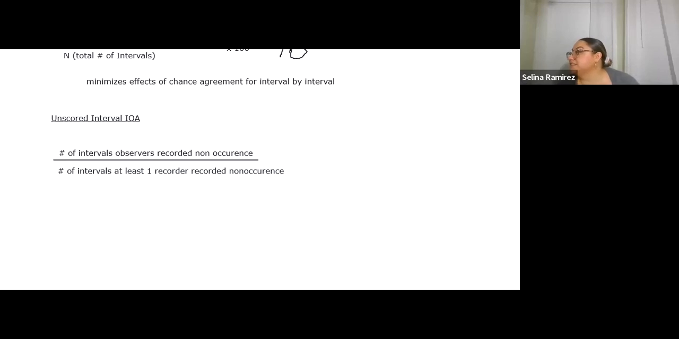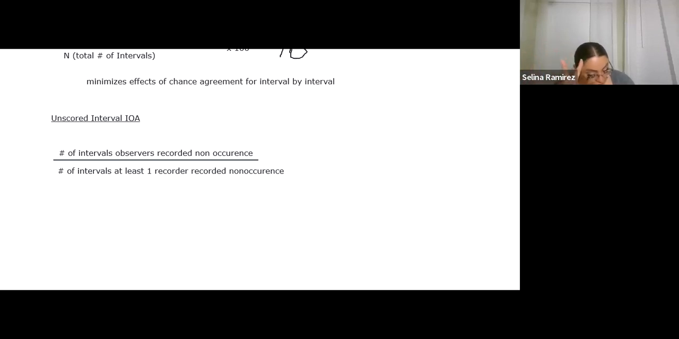Okay, and then what does it say to do? Number of intervals that at least one recorder recorded non-occurrence. Oh, so you're doing both over at least one? Okay, so what is our number? We have 4 for the unscored, and then the number of intervals that at least one recorder recorded a non-occurrence. Oh, okay, sorry. The top one is saying where they both recorded a non-occurrence.